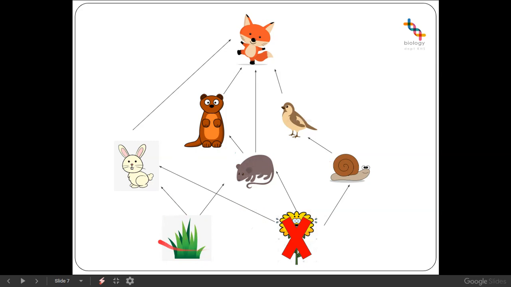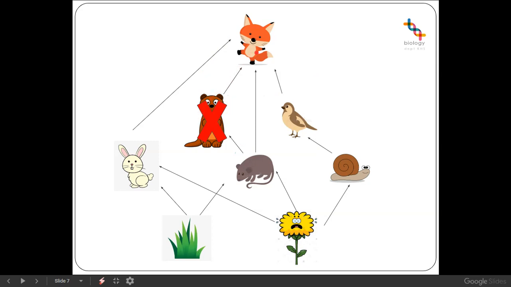If this carries on for a while and these organisms no longer have enough of a food source, they may start to die out, and it's going to affect the other organisms which eat them. Let's take another example. If we look at our weasel here, if it dies out, you're going to have quite a few different impacts again.